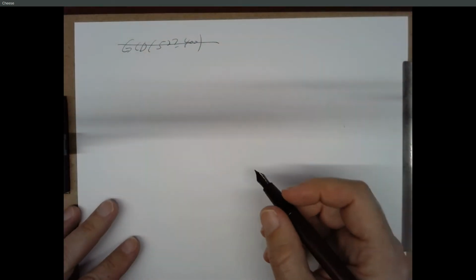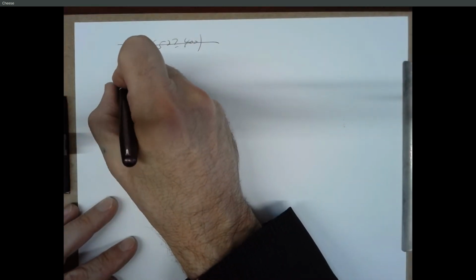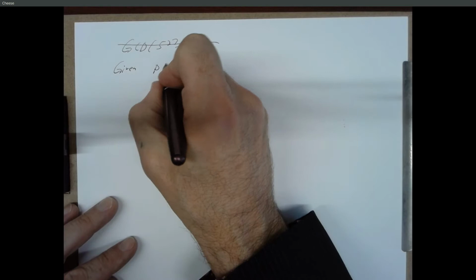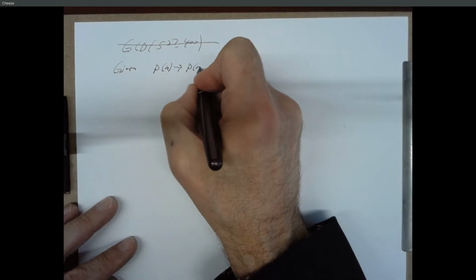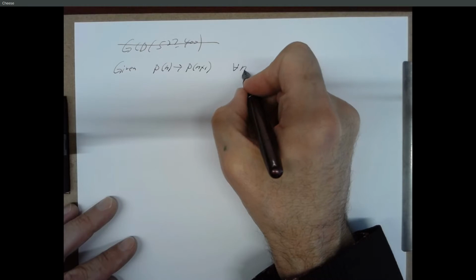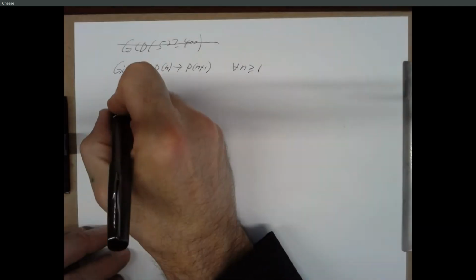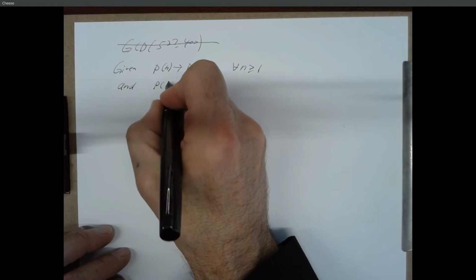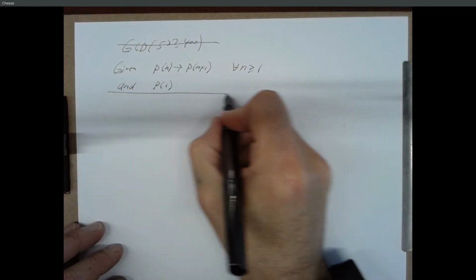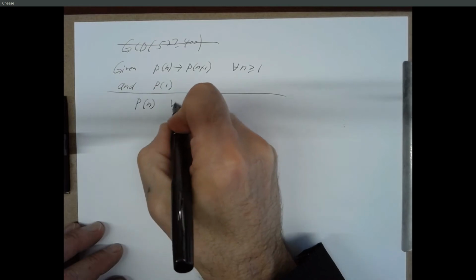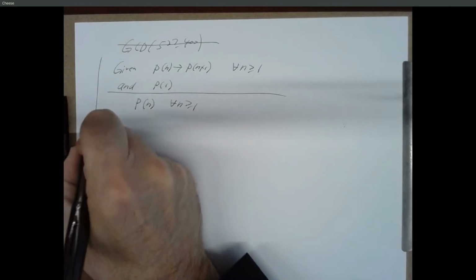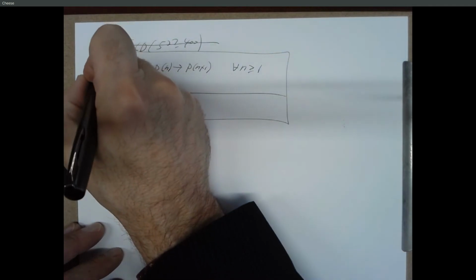Alright, so let's go back to induction. So remember the basic setup for induction. Given that P of n implies P of n plus 1 for all n bigger than or equal to 1, and given that P of 1 is true, we can conclude P of n is true for all n bigger than or equal to 1. That's the essence of mathematical induction.